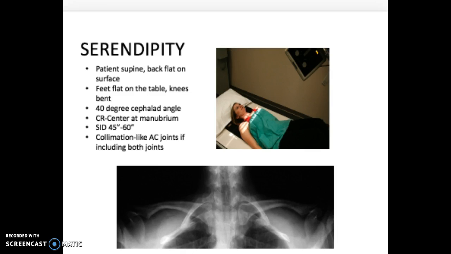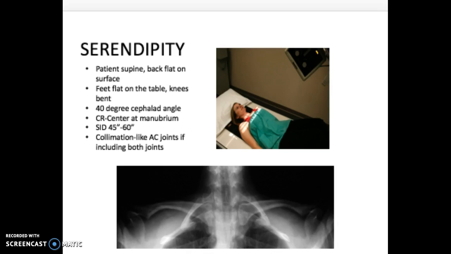All right, so your patient is supine. You have your collimation very similar to the AC joints. So, 6 inches wide and 17 inches long. The width of the crosswise 14 by 17 image receptor. So you use a 40-degree cephalad angle and increase your distance, center at the manubrium or maybe at the jugular notch. That seems like it would be just about right.